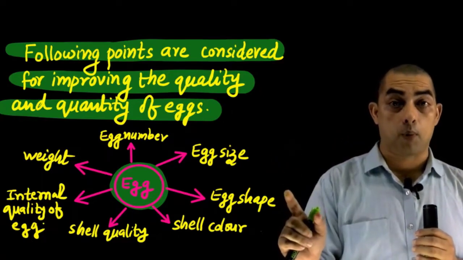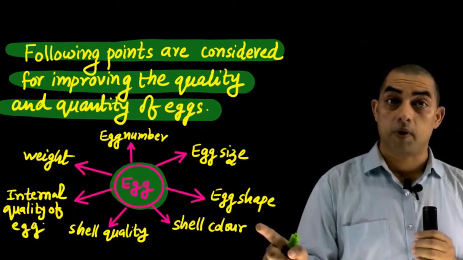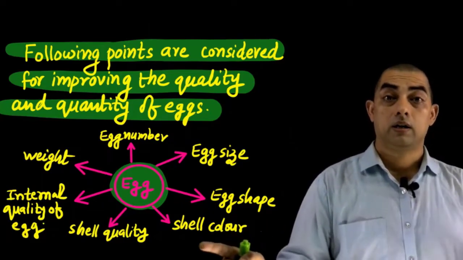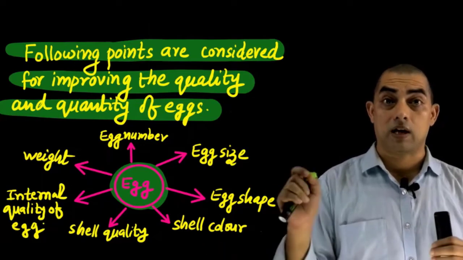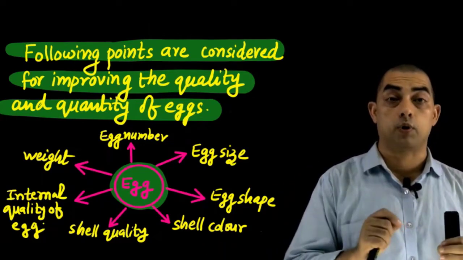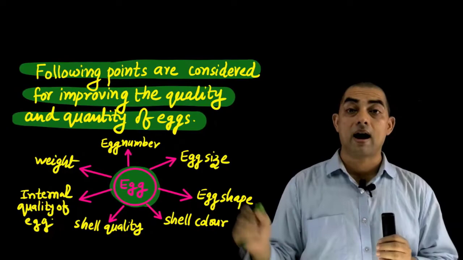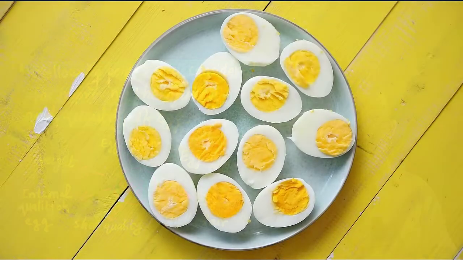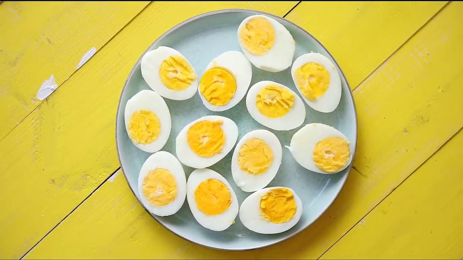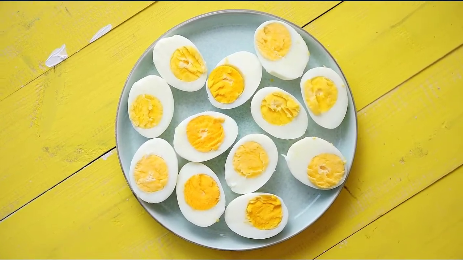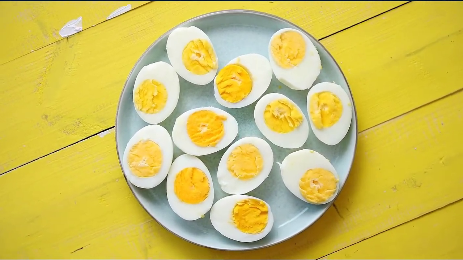Shape of the egg, proper shape. Shell color should be white. Then the shell quality. The shell should not break during transportation, so it should be hard enough. And also the internal quality of the egg, the weight of the egg. So all these things are also looked at when we are producing eggs.